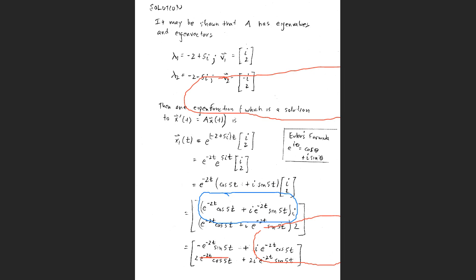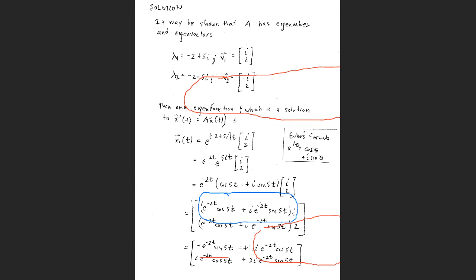x1 of t, which is one of the eigenfunctions, is equal to e to the negative lambda t times the eigenvector. That's therefore e to the quantity -2 plus 5i times t, times the eigenvector (i, 2). Now the amazing thing here is that, based on this one complex eigenfunction, we can get the real solution for this linear system of differential equations. It's absolutely amazing, and let me show you how this works.